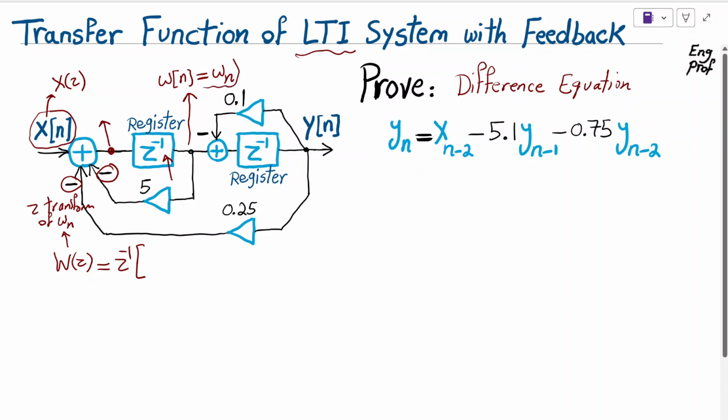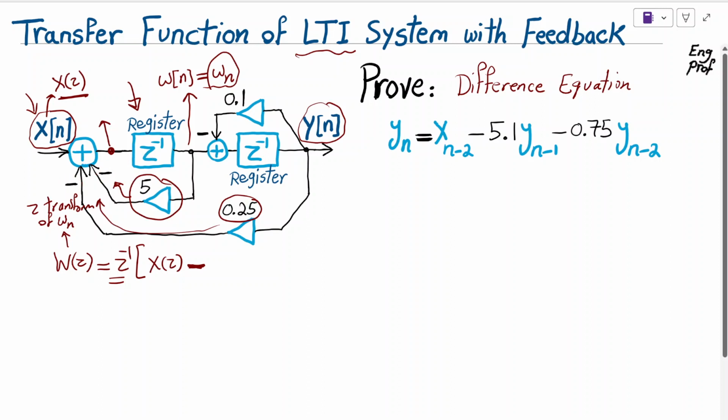So we are taking w of n and multiplying those samples by 5 and then subtracting them from the input, as well as taking y of n and multiplying the samples of y of n by 0.25 and then subtracting again from the input. So I can say W of z is the delayed version, because of this register, of X of z, which are the input samples in the z domain, minus 5 times, as is shown here, the w of n in the z domain, which is W of z, and then minus 0.25 times y of n, minus because of this negative sign here, so we get minus 0.25 Y of z.